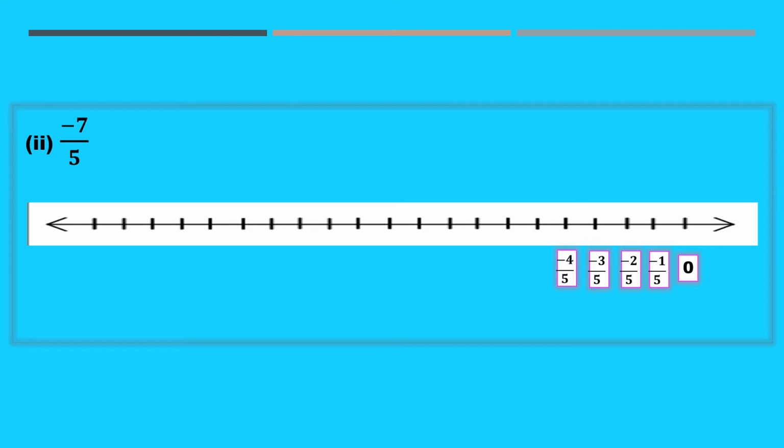Where you'll get 1? At 5 by 5, because if the denominator and numerator are same, then only you'll get 1, right? So minus 5 by 5 will get 1. Next, minus 6 by 5, minus 7 by 5, minus 8 by 5, minus 9 by 5, minus 10 by 5. Here you'll get minus 2. It is enough if you take till here. Okay. So let us see the next problem.